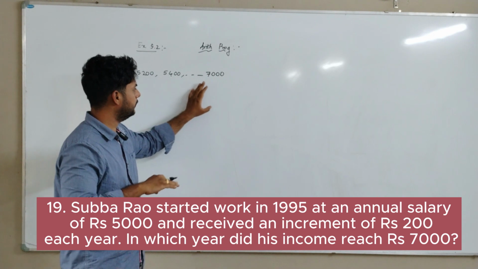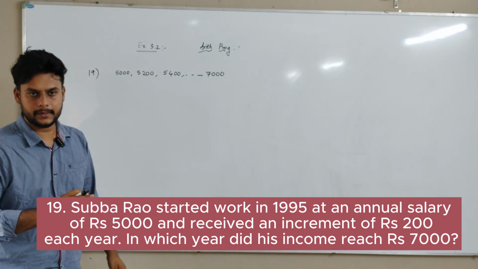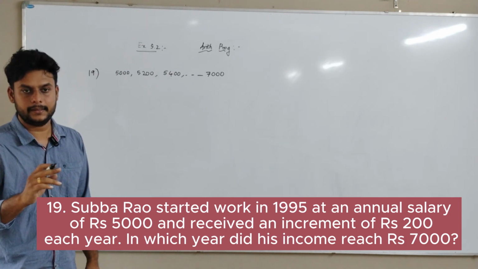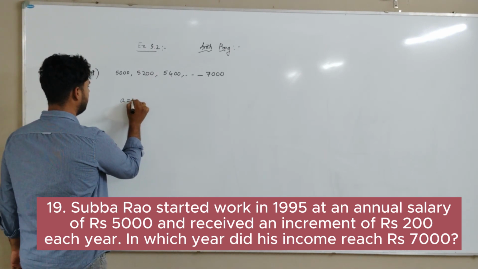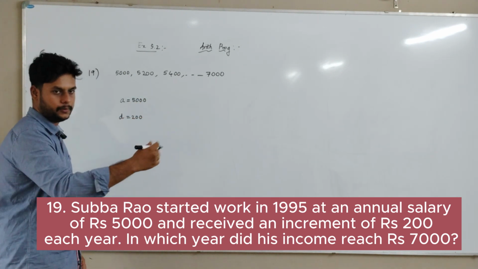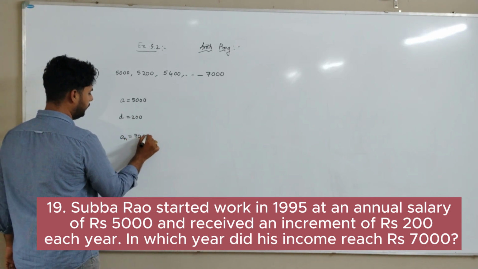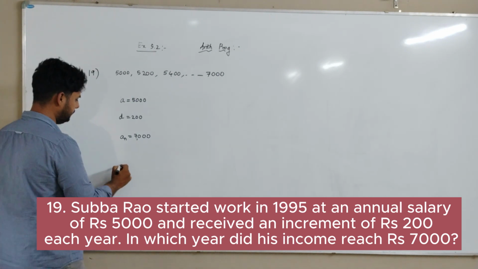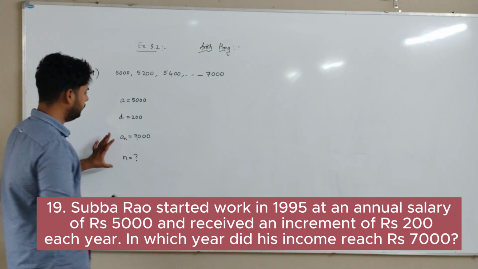At which year will his income be 7,000? They're asking. Understood the question? So what should I find? I should find n, the year, the nth term. A is 5,000. D, the common difference, is 200, since every year 200 is increasing. An is 7,000, because at last his salary will be 7,000. When will his salary be 7,000? That I am finding, so n is equal to question mark. All aspects are covered. Most easiest sum.